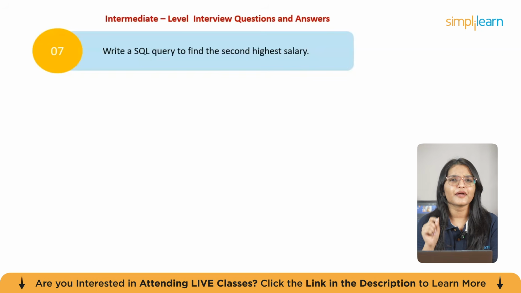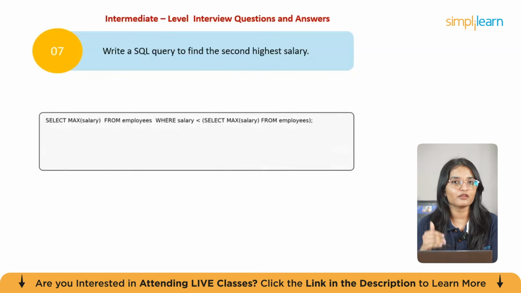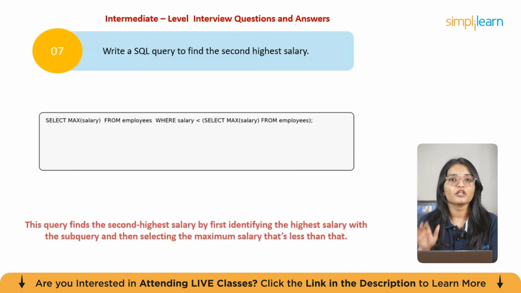The next question is, write a SQL query to find the second highest salary. This question again is one of the most often asked questions. To answer this, you need to clearly write the query in front of the interviewer. The first statement would be: SELECT MAX(salary) FROM employees WHERE salary < (SELECT MAX(salary) FROM employees). This query finds the second highest salary by first identifying the highest salary with the subquery and then selecting the maximum salary that's less than that.